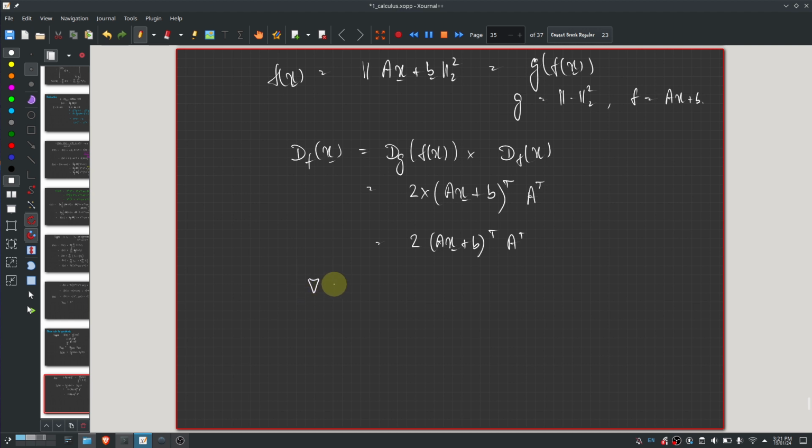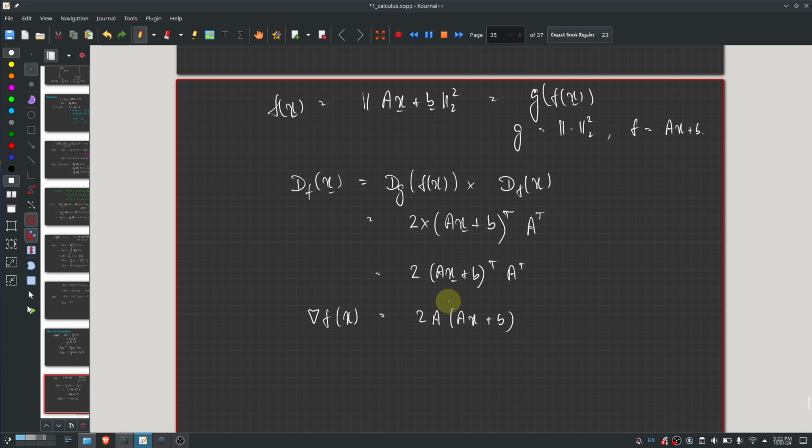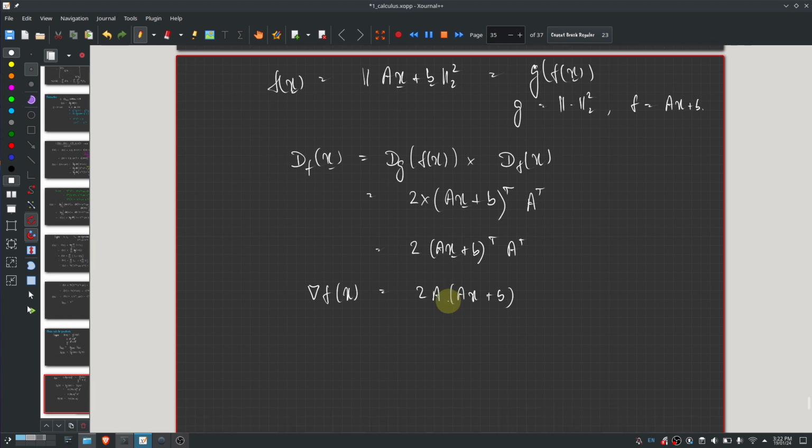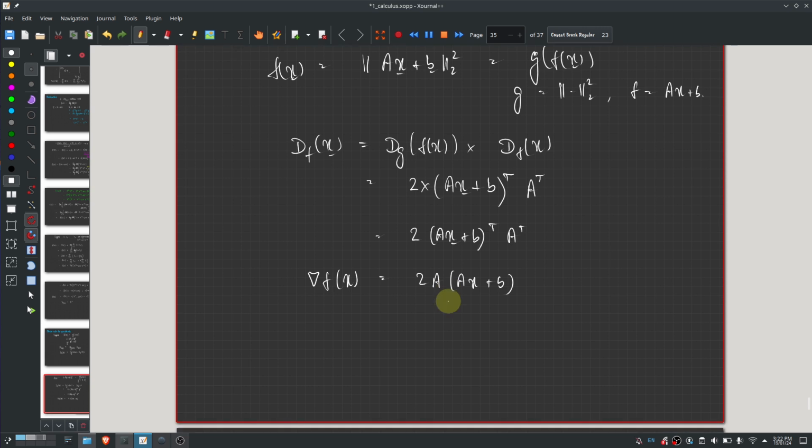So what is the gradient of f of x? Correct. It's just the transpose of this quantity, which is 2A times Ax plus b. So similarly, if you are given more complicated functions, the easiest way to go about it is to try to use these chain rules. All right, any questions?